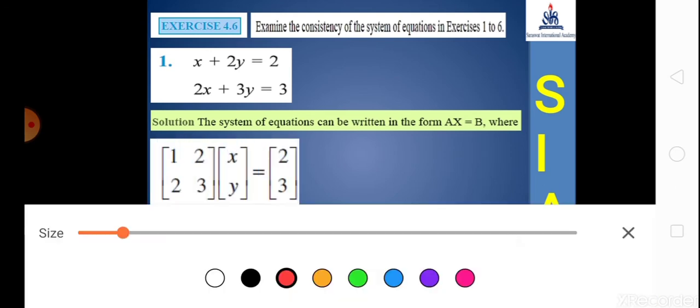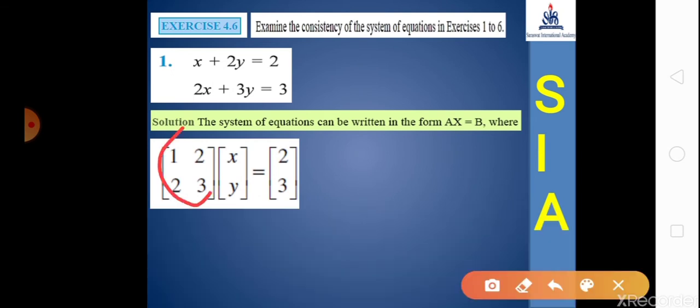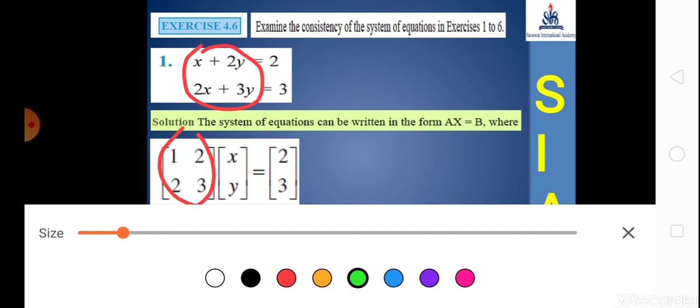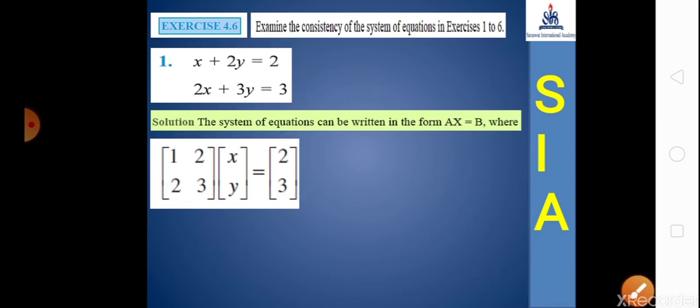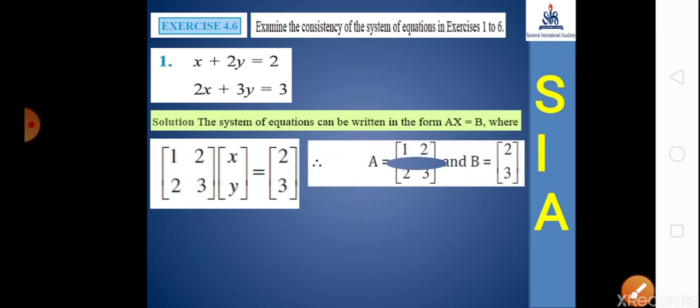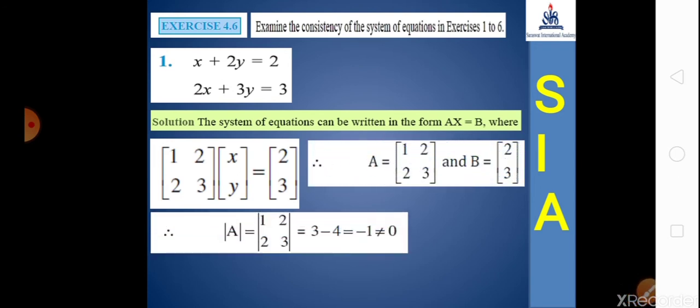Yes students, one more time I repeat. Why have I written 1 2 2 3 here? It is the coefficients of x and y. And for the right side data 2 3, always put down the right side values 2 and 3, and this x and y you must write in column form, whether 2 equations are given or 3 equations are given. Now continuing, I just converted into A, B and X.